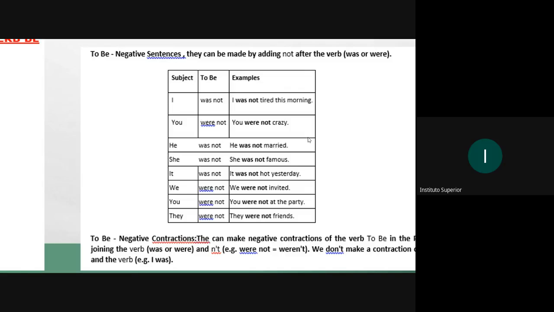Y vamos bien. She was not hot. She was not famous, right? Ahora, cuidado, la abreviación, la contracción sería she wasn't. She wasn't famous. Very good. Wasn't. Very good. It was not. It wasn't hot yesterday.